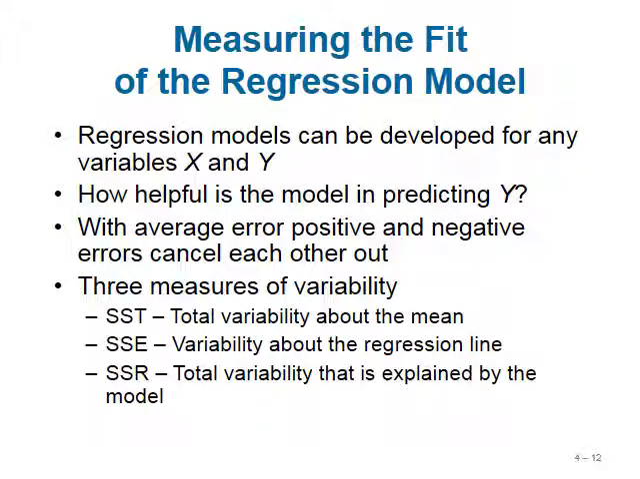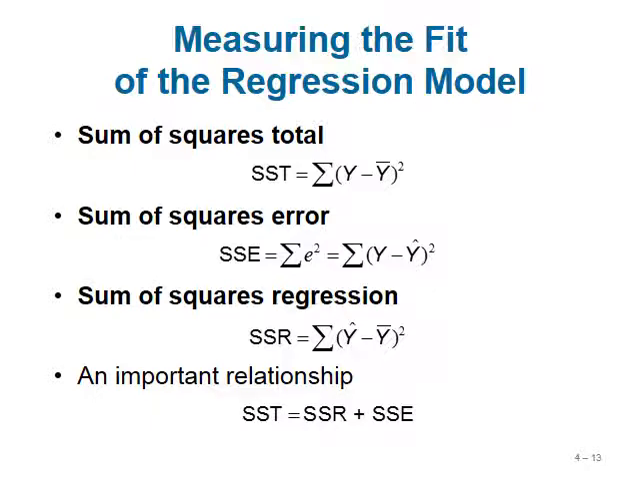When we determine the fit of our regression line, we can calculate some measurements of variability. The sum of squares total measures the total variability about the mean. The sum of squared error measures the variability of y about the regression line. And finally, the sum of squares regression measures the variability explained with our model. The bottom equation here explains how our three measures of variability are related. The sum of squares total is equal to the sum of squares regression plus our sum of squared error.